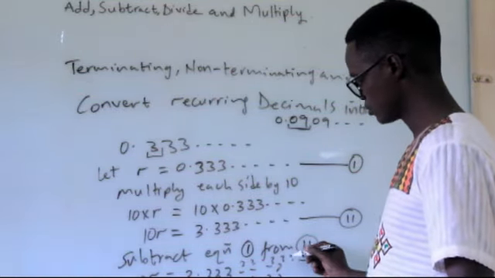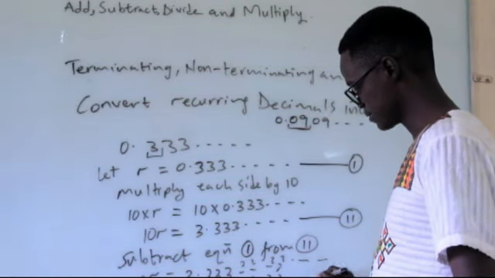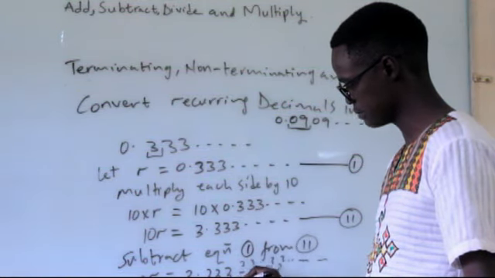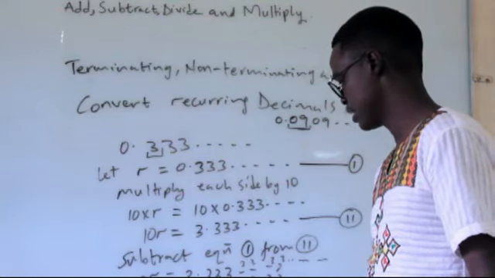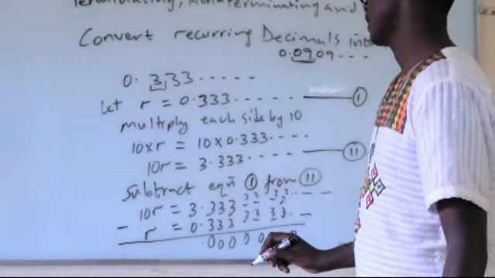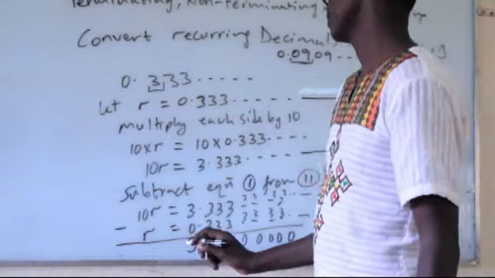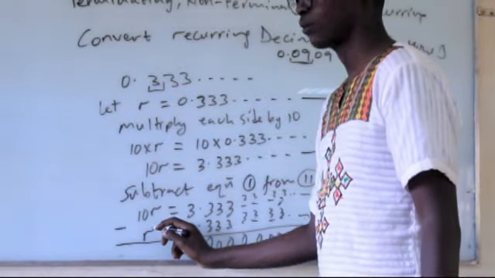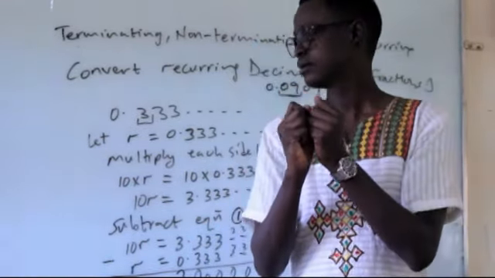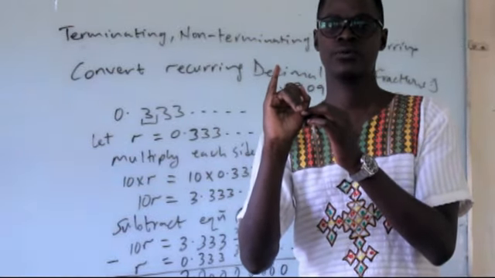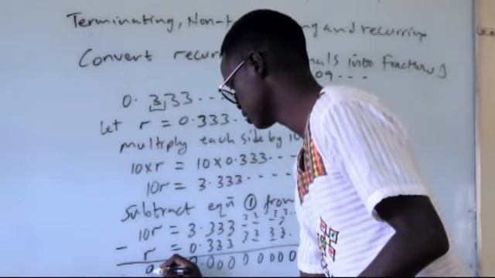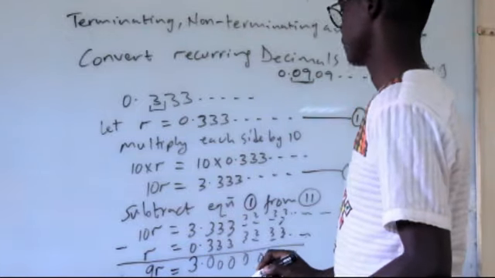So we are going to subtract all these values. 3 minus 3, 3 minus 3, 3 minus 3, and this gives us 0 all through: 0, 0, 0, 0 point. 3 minus 0, we get 3. 10r minus r means we are getting 10r and removing 1r. So we remain with 9r.